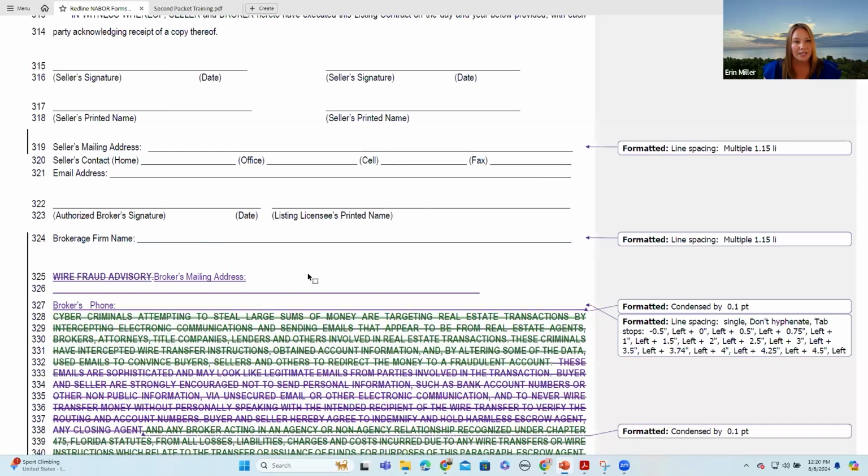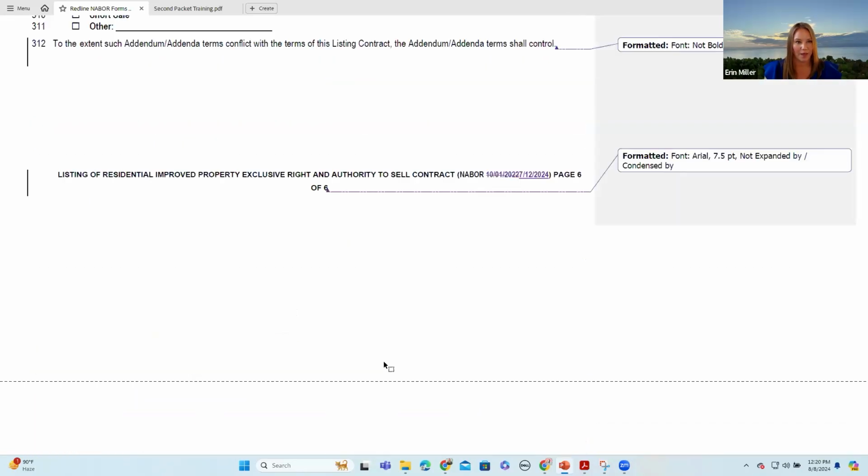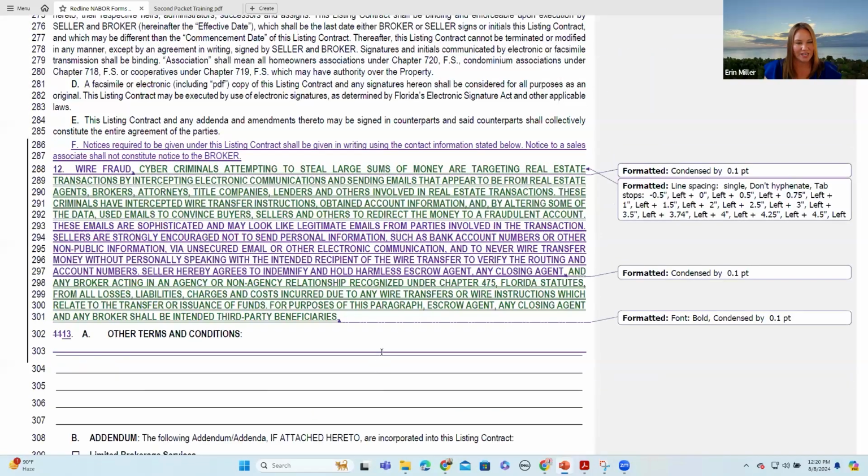So if there are official legal notices that need to be provided, let's say from a seller or a seller's attorney to the listing broker, they are to be provided to the broker's mailing address and include that broker's phone number. We also want to make sure that you're getting this information from your seller's contact information, mailing address, that kind of thing. Okay, one more change here to the listing agreement, and then we're going to move on to the next form.